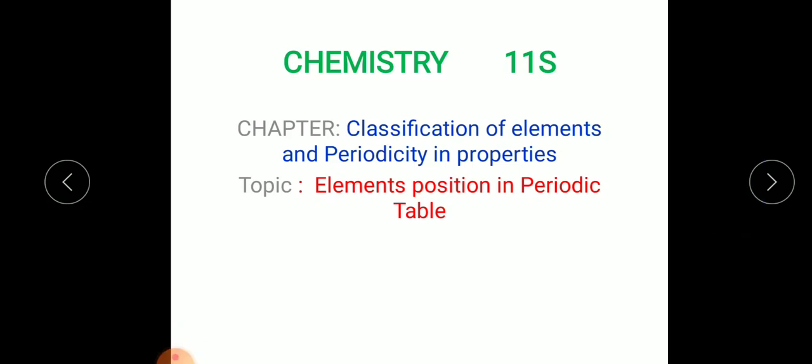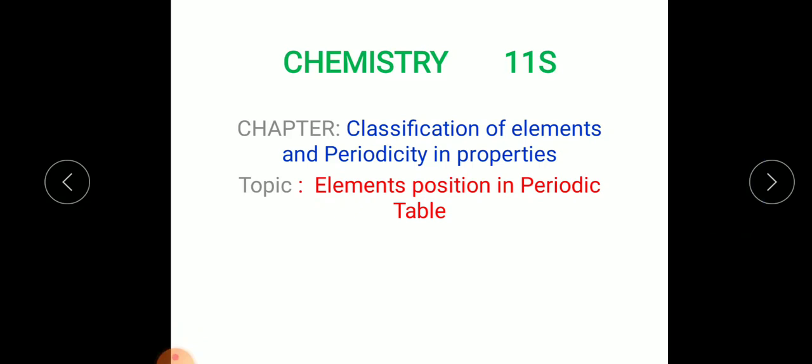In our last class, we studied the periodic table and got a general idea about the table. We came to know what groups are, what periods are, and how many groups and periods there are. After that, we learned about the important groups, periods and elements, and we completed all this in our last class.